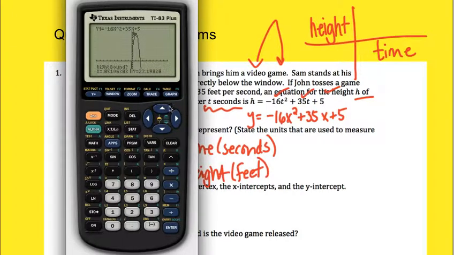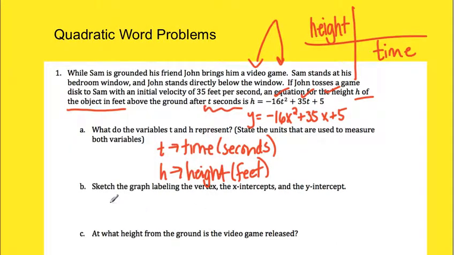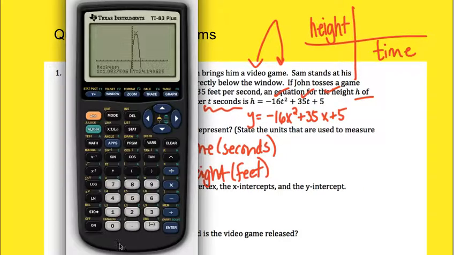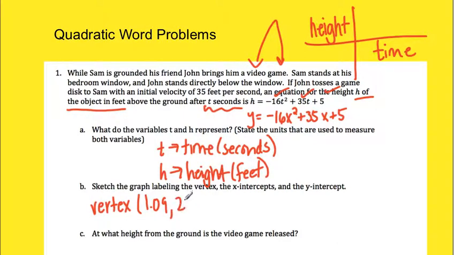Hit enter, and then the right bound, you're going to go to the right side of the vertex and hit enter. You can see two triangles there barely, and then guess, hit enter again, and you get 1.09, 24.14. Now, that's the vertex.